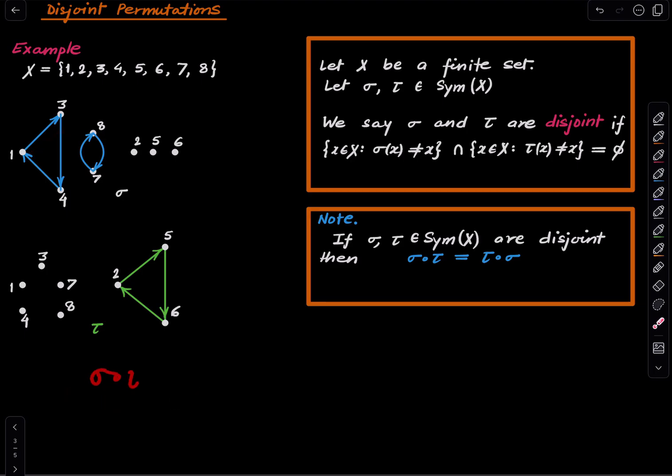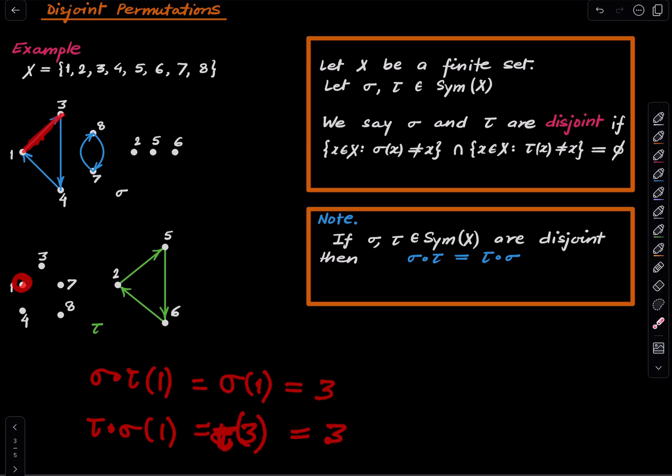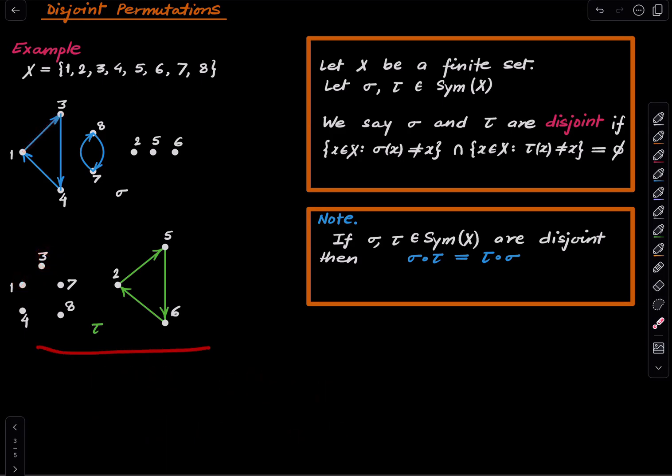Sigma of tau of 1. Tau of 1 is 1 because it is fixed. So this is sigma of 1, which is 3. So that is 3. What is tau of sigma of 1? Well, sigma of 1 is 3. This is equal to tau of 3, but tau of 3 is 3 because 3 is fixed by tau. Anyway, so just make this computation in this particular example. You will see what is going on and then you can prove it in general.